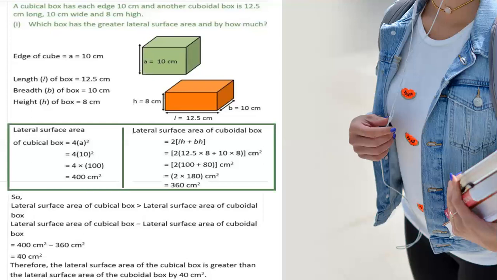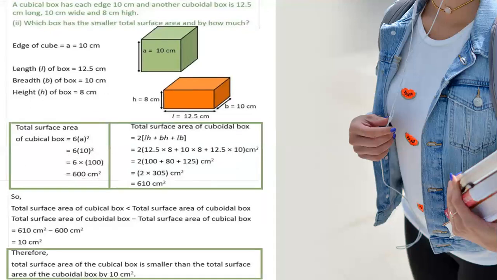If you notice, the lateral surface area of a cubical box is greater than the lateral surface area of a cuboid box. So the lateral surface area of the cubical box minus the lateral surface area of the cuboidal box is 400 centimeters square minus 360 centimeters square, that is 40 centimeters square. Therefore, the lateral surface area of a cubical box is greater than the lateral surface area of a cuboidal box by 40 centimeters square.